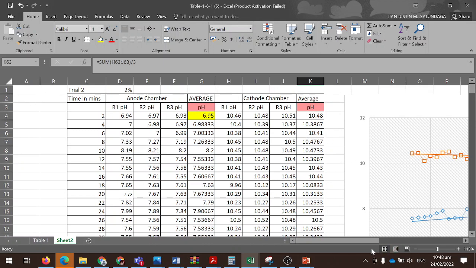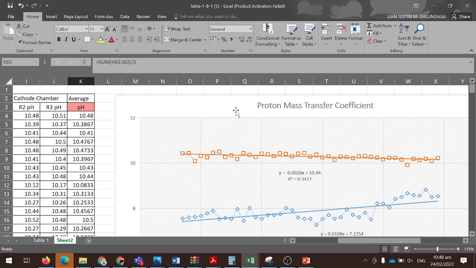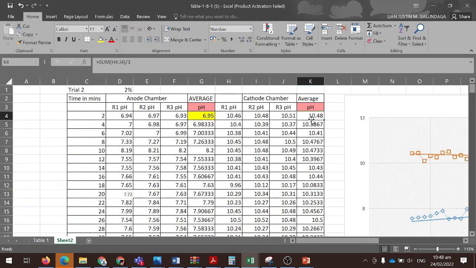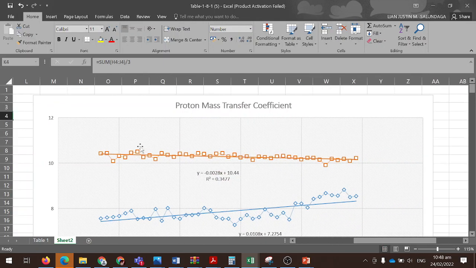But what happened to the cathode chamber? On trial 2, we obtained a negative R value, meaning you have a negative slope, meaning the trend is decreasing, but it is slowly decreasing.